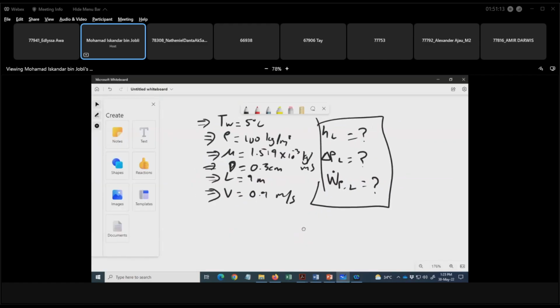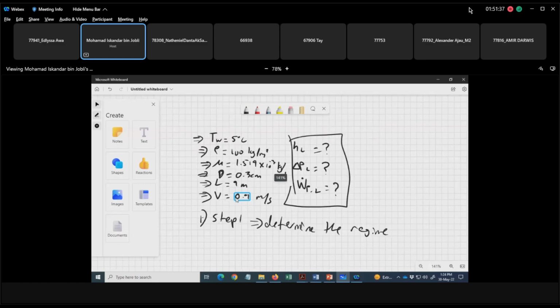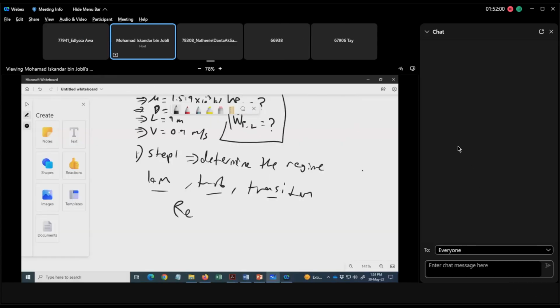Can you try this, Wallace, Rachel? I think the first step that you need to do, step one, is to determine the regime, whether it's laminar, turbulent, or transition. You will need to determine this by using the Reynolds number. So the first thing that you need to determine is the Reynolds number.